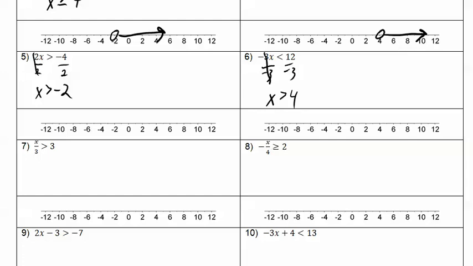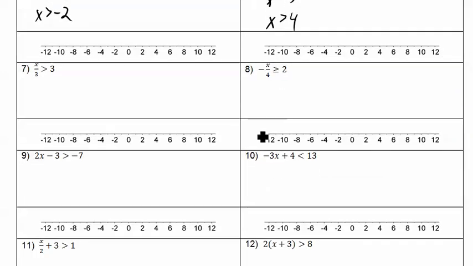All right. So just remember, on 8 and 10, you're going to end up having to divide by a negative. So when you divide by the negative, or multiply times the negative, you have to change the direction of the sign. All right, so over here, we have x divided by 3. So the opposite of divide by 3 is multiply by 3. Those cancel, and x is greater than 9. Since it's not equal to, we use an open dot.